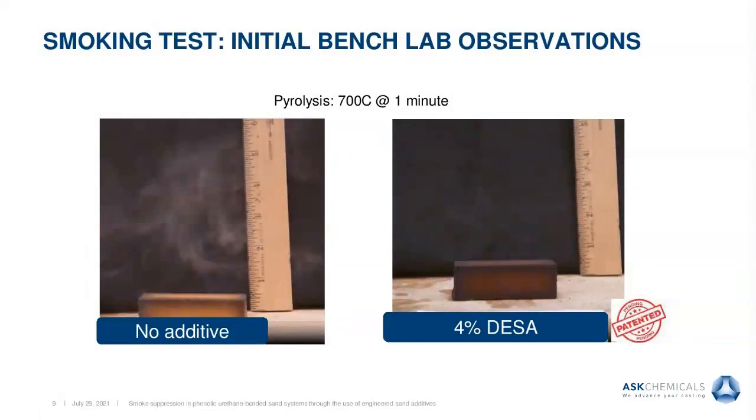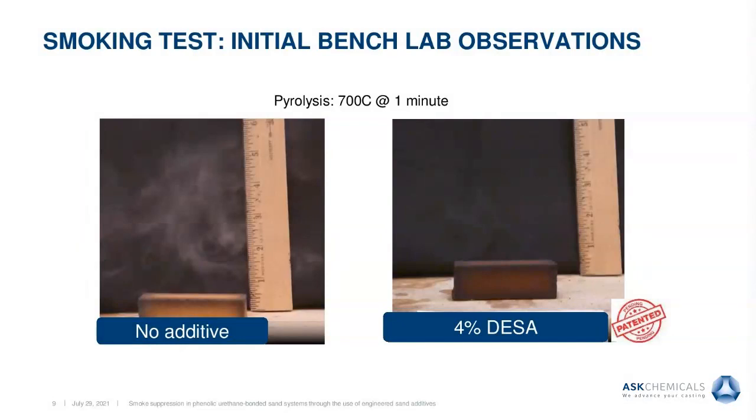On the left side, you see the no additive. We try to help the eye by putting a black background and a ruler. You can see that the no additive shows a significant amount of smoke. On the right side, we have our dual engineered sand additive at 4%. It's not completely 100% smoke suppression, but definitely there is a significant suppression of the smoke in the presence of this sand additive.